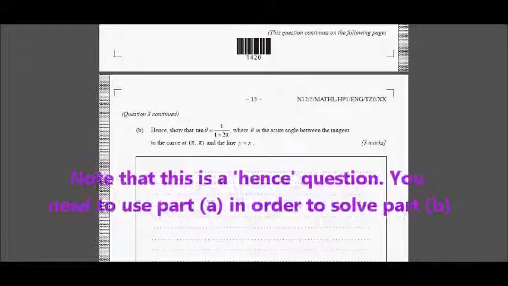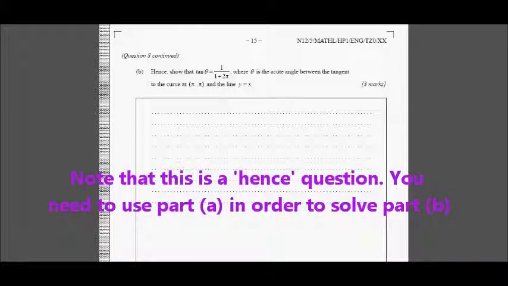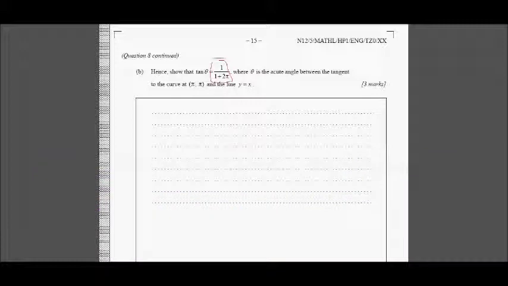Now question B: hence show that tan θ is 1 over 2 whatever. You don't have to worry about what is asked at this moment. θ is an acute angle between the tangent to the curve and the line. So there are two lines and you need the angle between them, which means it is just the difference between the angles. So θ is the difference between these two angles.